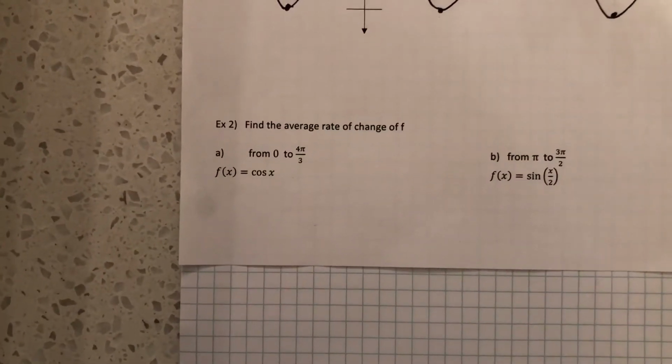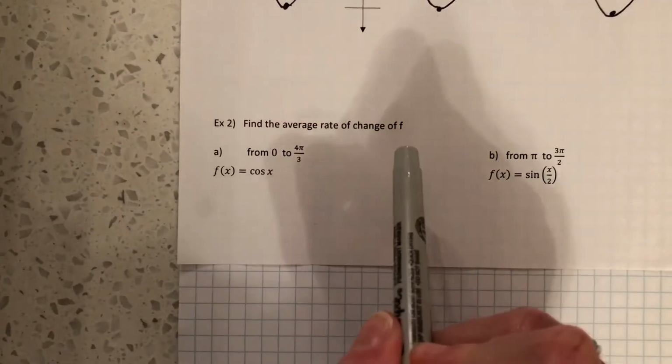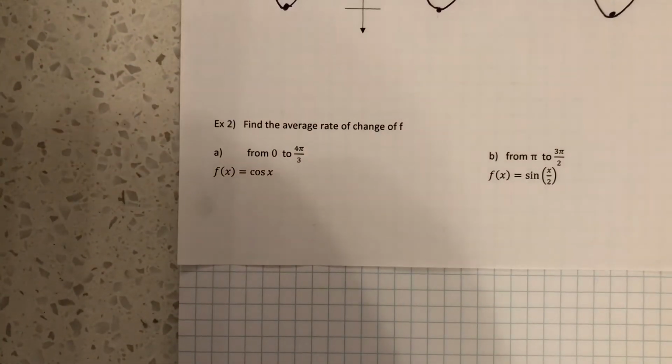All right, guys, here's the last couple examples from section 6.4. The directions say find the average rate of change. Well, I hope you guys remember that when you're asked to find an average rate of change, that's just a fancy way to ask you to find slope. And slope is defined as the change in y over the change in x.